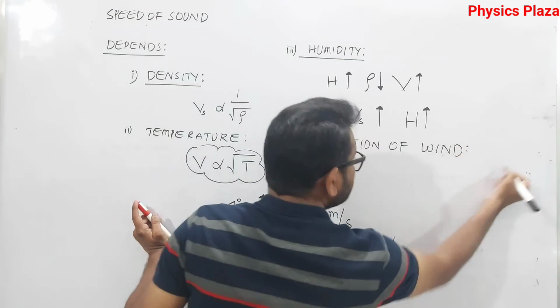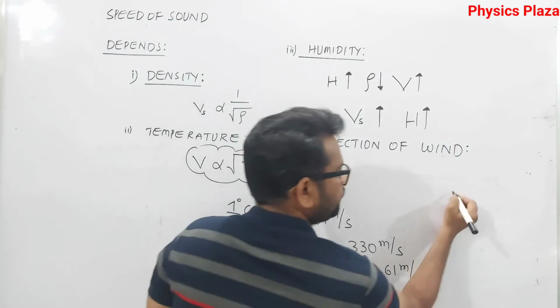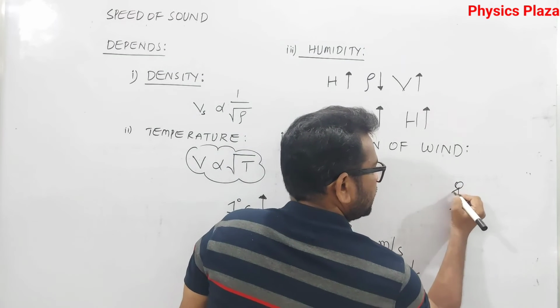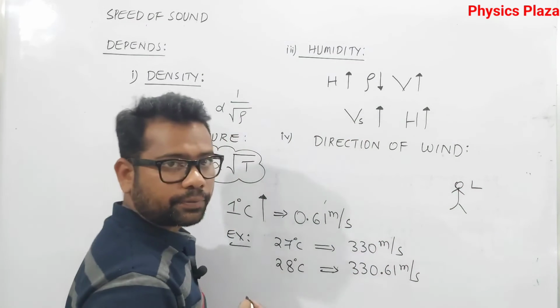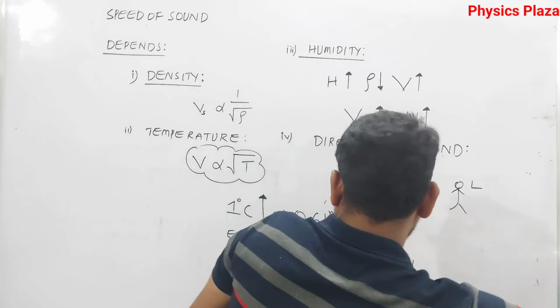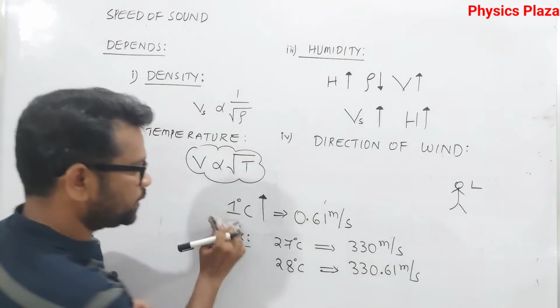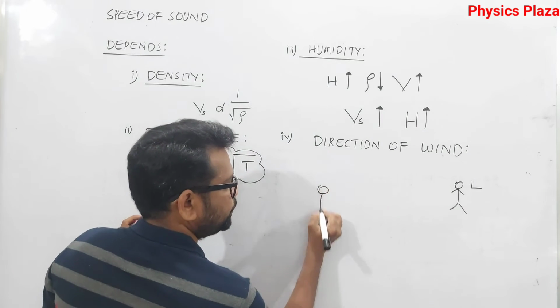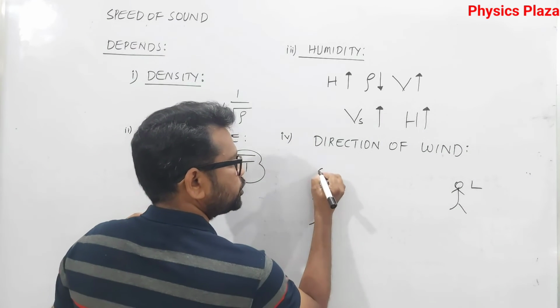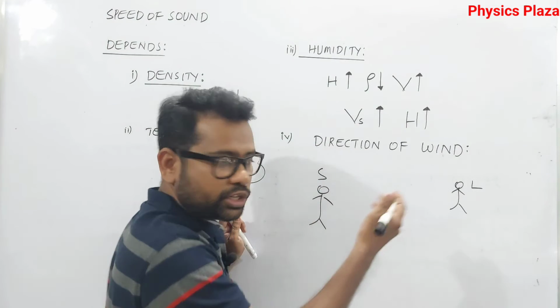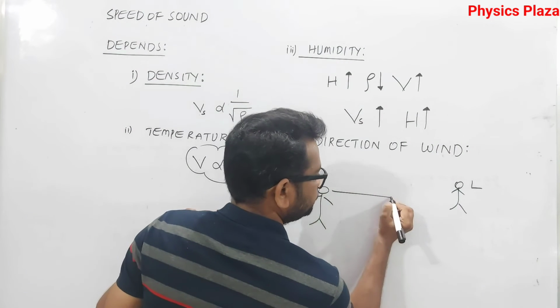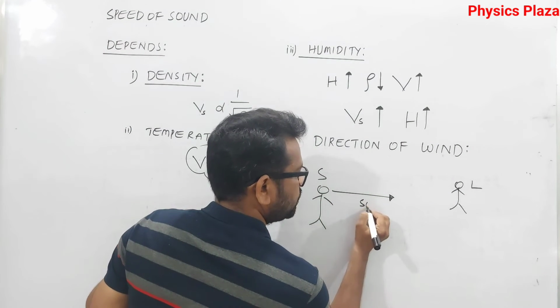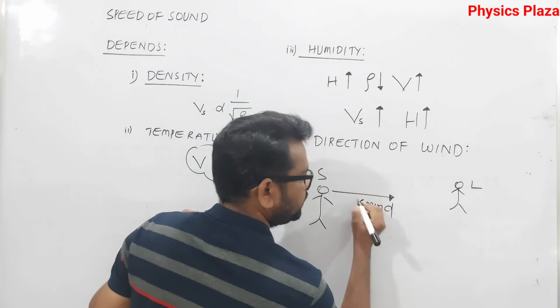The fourth one, children, is the direction of wind. It's very, very important. Look here. For example, here is a listener, and here is the speaker, let us say. When he is speaking, obviously, sound will travel in this direction. No doubt.